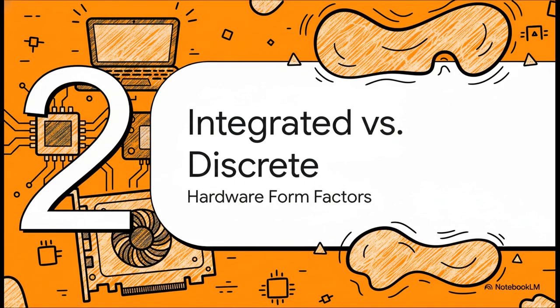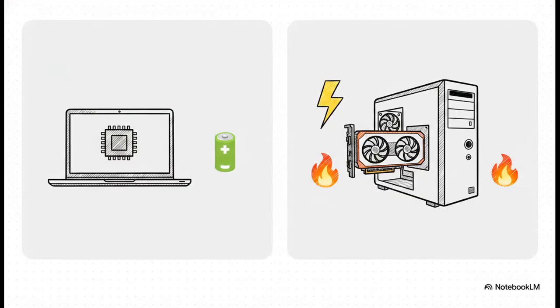Moving on to Section 2, integrated versus discrete. Let's talk about hardware form factors. Basically, you've got two flavors here. Integrated graphics means the GPU is built directly into the exact same chip as your processor. It doesn't actually have its own memory. Instead, it shares the system's memory. Now, the massive benefit here is that it uses way less power and generates a lot less heat, which is absolutely perfect for preserving battery life in smaller laptops and many PCs.